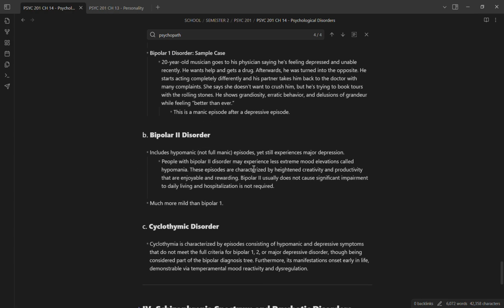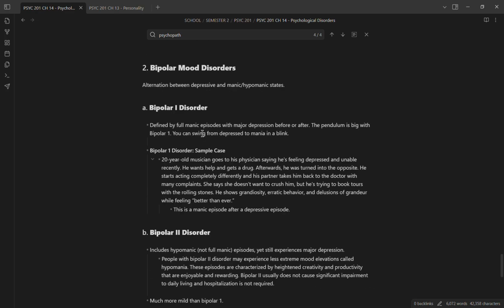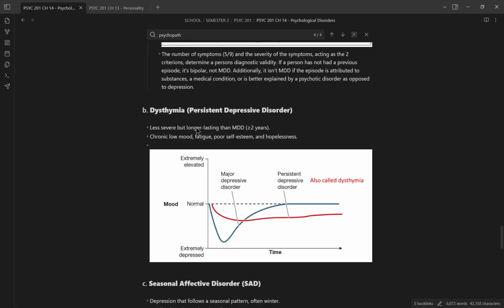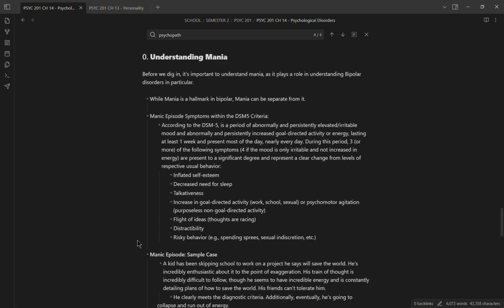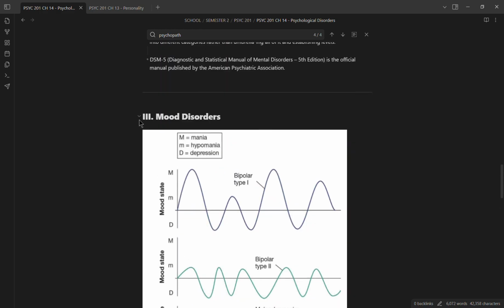So, essentially, we have bipolar 1, which can take you full pendulum swing all the way from major depressive to almost not being able to function manic. Bipolar 2, you still have major depression, but you have hypomania, not full mania. And cyclothymic disorder, you're not necessarily majorly depressed, and you don't have full mania. You have episodes of hypomania and some depressive symptoms, but not fully. These are our unipolar and our bipolar mood disorders under the mood disorders umbrella.